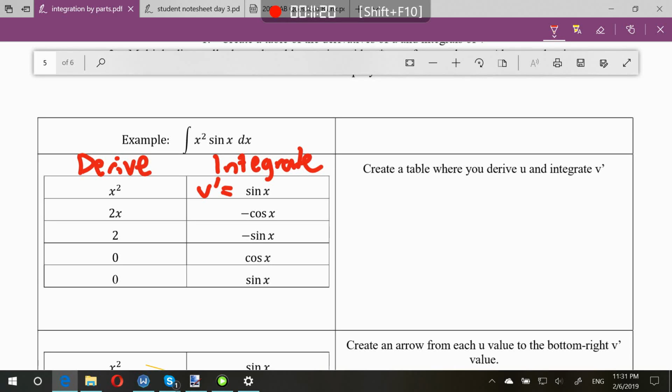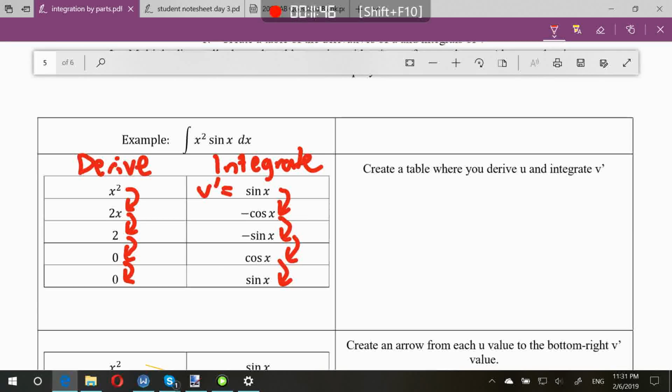So if I derive x squared, I get 2x. If I derive 2x, I get 2. If I derive 2, I get 0. If I integrate the sine, I get negative cosine. If I integrate negative cosine, I get negative sine. Then cosine, then sine. Okay, any questions on what we've done so far? No. Okay.